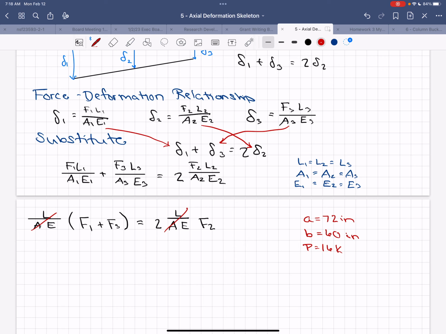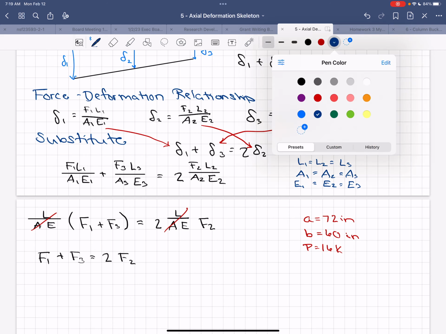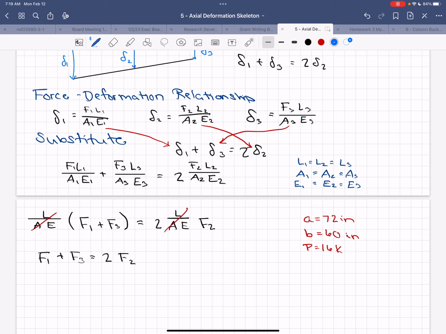So our deformation equation simplifies down to F1 plus F3 equals 2F2. So this is our deformation equation.